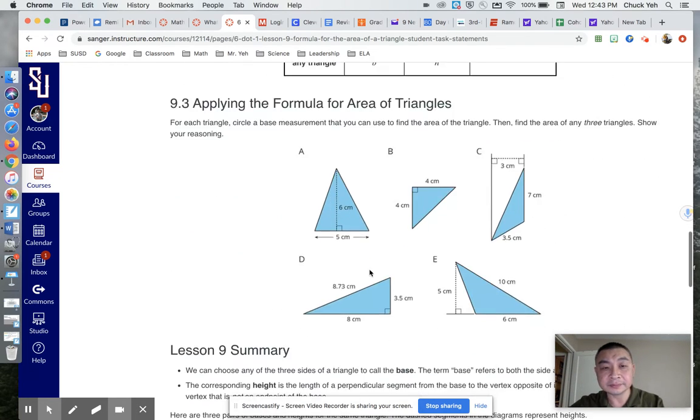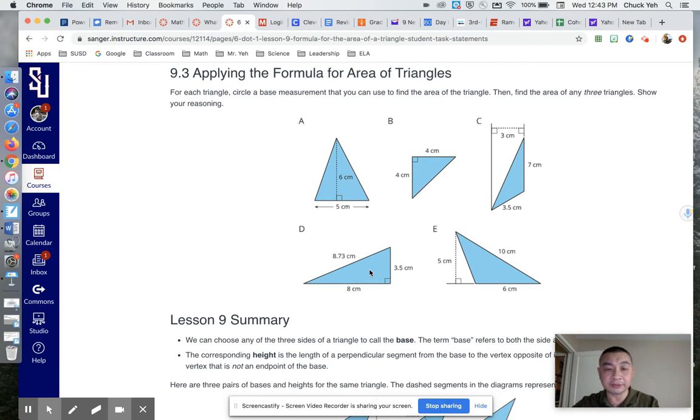9.3. Applying the formula for area of triangles. What I'd like you to do on 9.3 is write down triangle A, B, C, D, and E. You don't have to draw it, just write it down. Find out what the base is for each, and then find out the area. Okay, remember area is base times height divided by 2. That's the formula. So go ahead and do all 5 of these. And then you can unpause it when you're done.